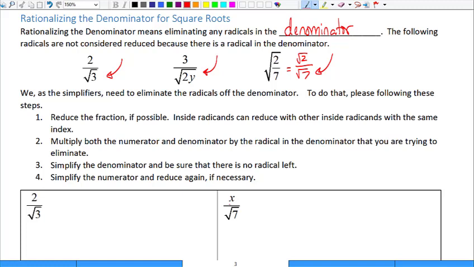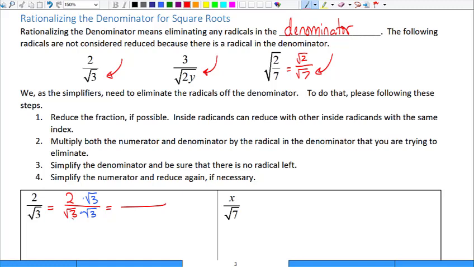2 over the square root of 3 does not have any reducing. Step 1, you can't reduce because the 2 is on the outside, the 3 is on the inside. So we're going to go ahead to step 2. We're going to multiply the numerator and the denominator by the radical in the denominator. So if you multiply the bottom by root 3, then you have to also multiply the top by root 3. So we're the ones that put that in there.